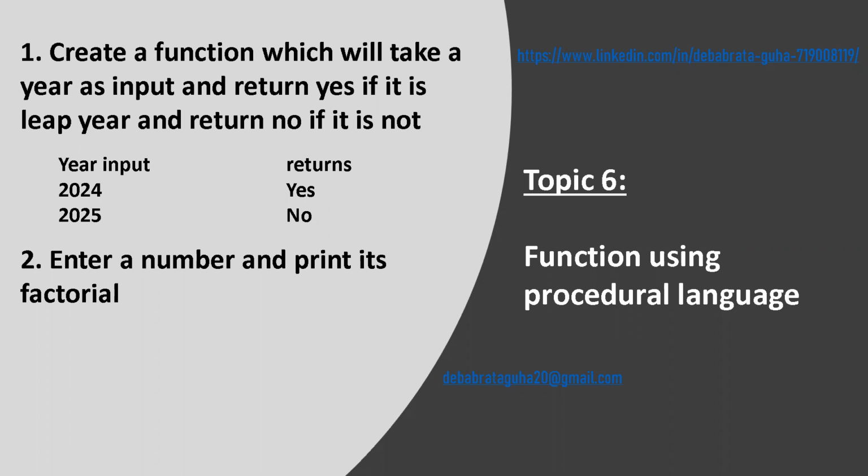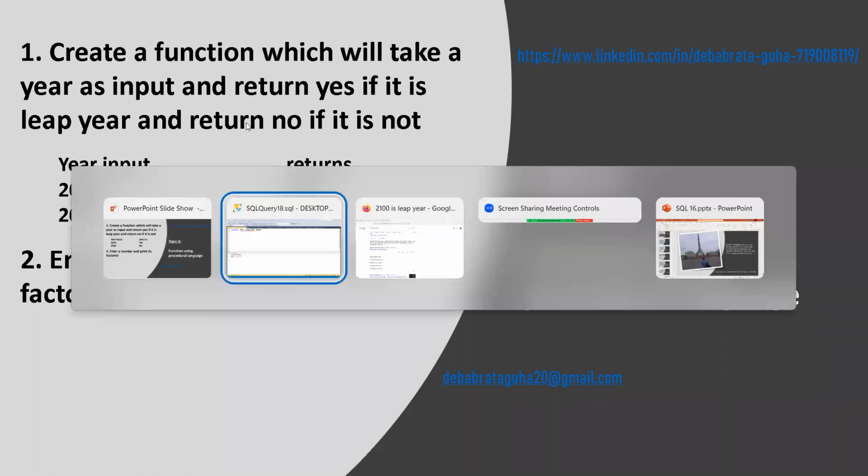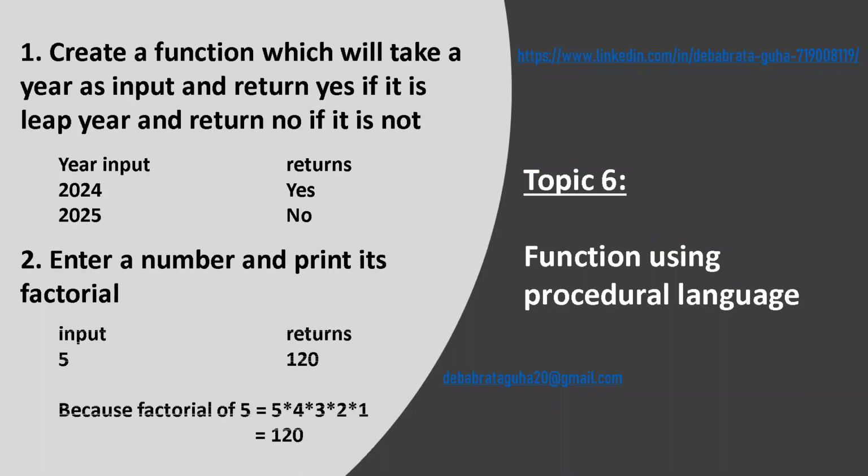Again, something like: enter a number and print its factorial. How to do that? Okay, what do you mean by factorial? Suppose the factorial of 5 is 120. What is the mathematics behind that? 5 into 4 into 3 into 2 into 1. Till 1, if you multiply all of the numbers, that is called a factorial. So if I put 6, 6 factorial will be 6 into 5 into 4 into 3 into 2 into 1. I don't know what the result will be, but something like that.